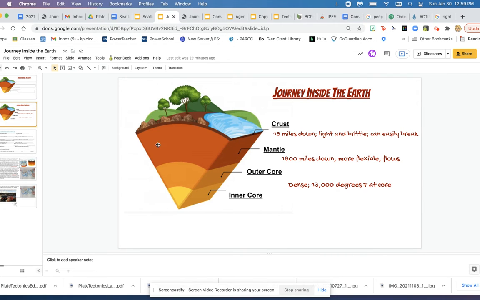Underneath it, this orangey red level here is called the mantle. This is the thickest layer. It's about 1,800 miles down. So 1,800 miles down. So a very big part of our Earth.